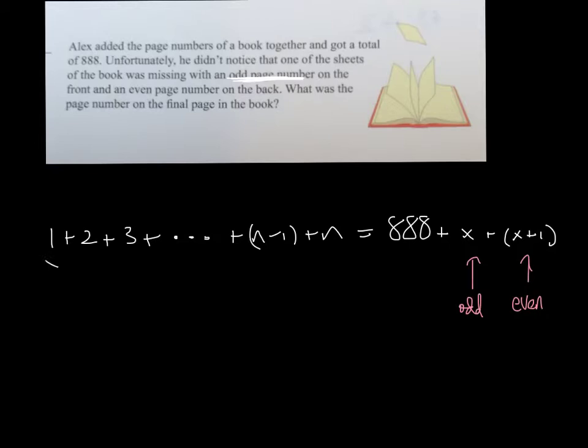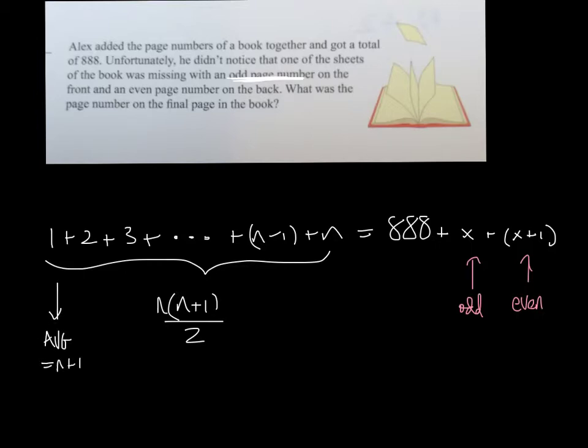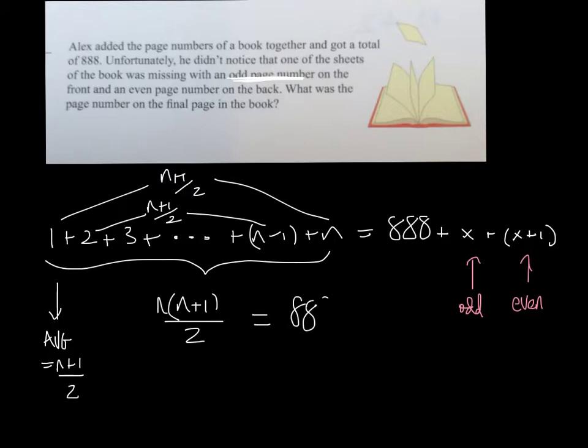Okay, and because we're genius math calc students, we know that this sum is n times n plus 1 over 2. One way to do that is to know that the average is n plus 1 over 2, and I get that from any pair of numbers from the front and the back, etc. Okay, so n times n plus 1 over 2 equals 888 plus 2x plus 1.